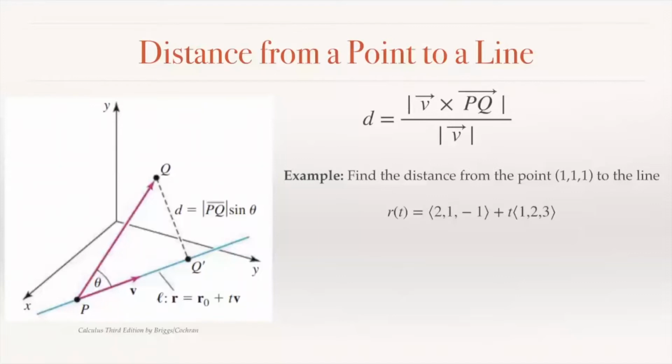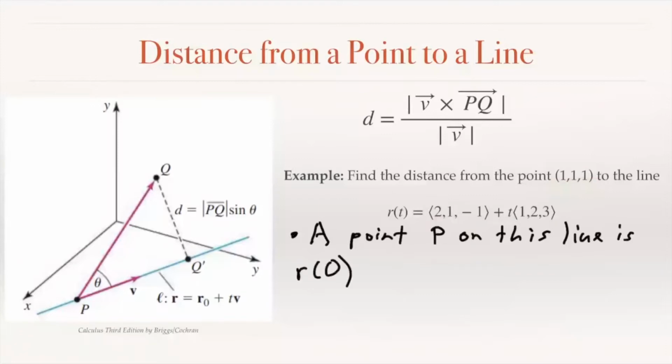So let's do an example. Let's find the distance from the point (1, 1, 1) to this line: r of t is (2, 1, -1) plus t times (1, 2, 3). So first we need a point P on the line, and a point P on this line is r of 0. Again, we could choose any t.